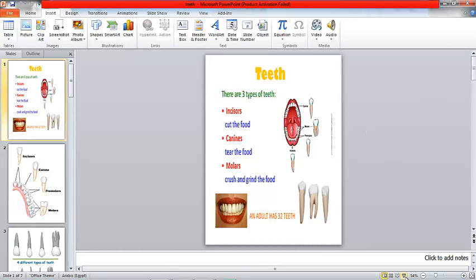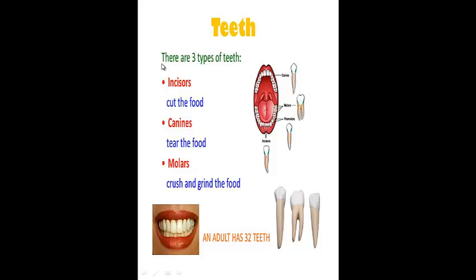At the beginning, we should know that we have four different types of teeth in our mouth. Number 1, incisors. Incisors are the front teeth, the teeth in the front of our mouth. We have 8 incisors inside our mouth, 4 on the top and 4 on the bottom. The job of the incisors is to cut food.